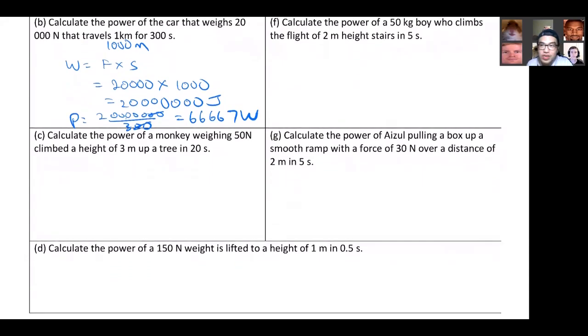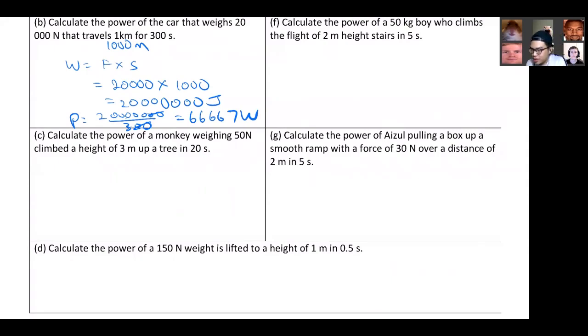Okay, so as you can see, it's a very large number because the car is very fast. That's why time, you see, 1 kilometer in 300 seconds is like 5 minutes. Okay, not very fast lah. But it's still a lot of power because the car is very heavy. Okay, next C, calculate the power of a monkey weighing 50 Newton, climbing a height up to 3 meter, up a tree in 20 seconds.